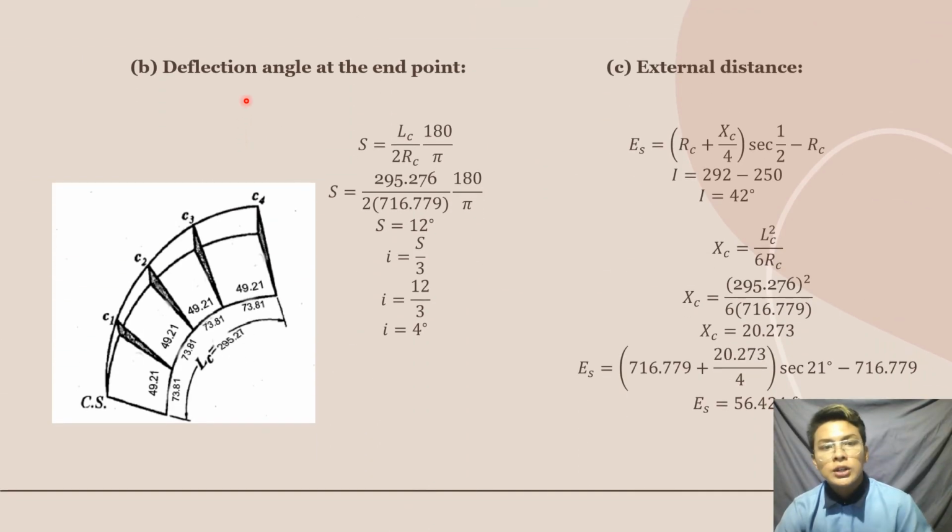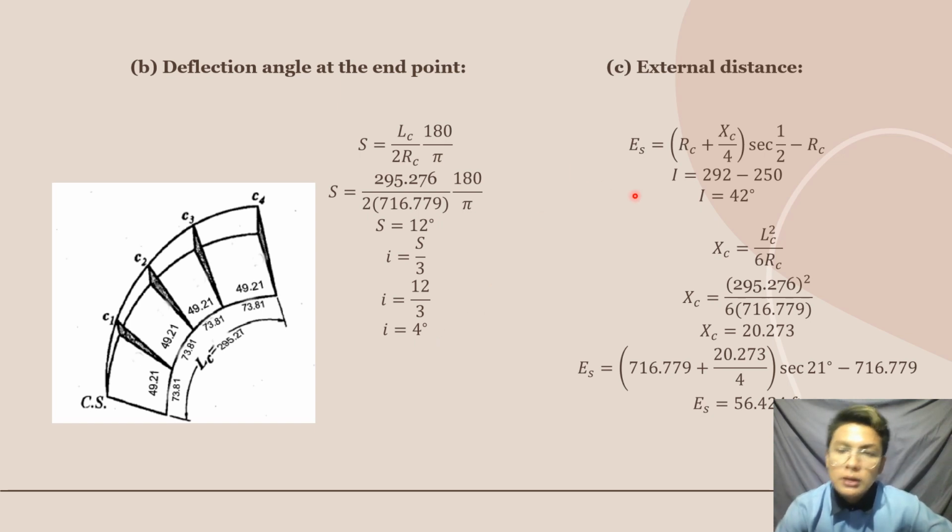Next is the deflection angle at the endpoint. But before we get that, we must first get our S. Using the formula LC divided by 2RC times 180 divided by pi, we will get S equal to 12 divided by 3, which is 4.